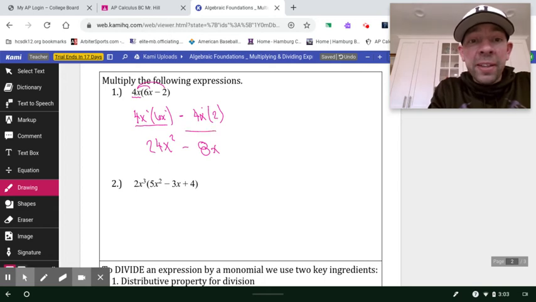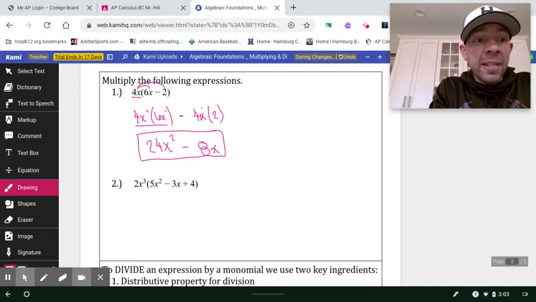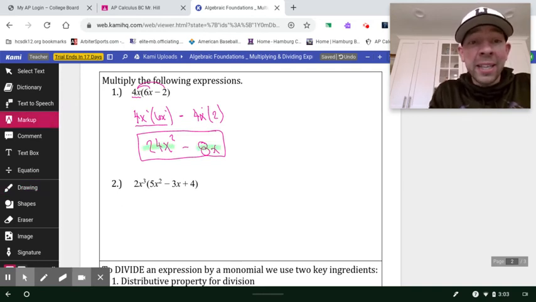And that's your final answer. We actually can't go any further. We would classify, we'd say that this term and this term are not like terms, so I can't combine them or go any further. So that is my final answer, 24x squared minus 8x.